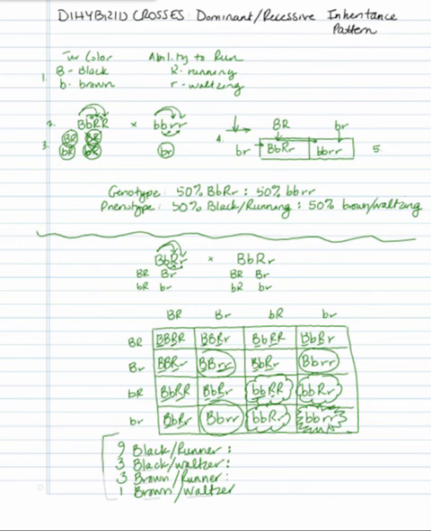This phenotype ratio here is a very typical ratio when you're dealing with 2 parents that are heterozygous for both traits. This will be the phenotype ratio where you end up with 9 dominant traits to 3 dominant recessive traits to 3 recessive dominant to 1 recessive. So that's how you end up doing a dihybrid cross.